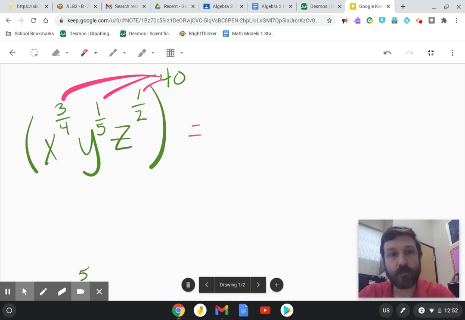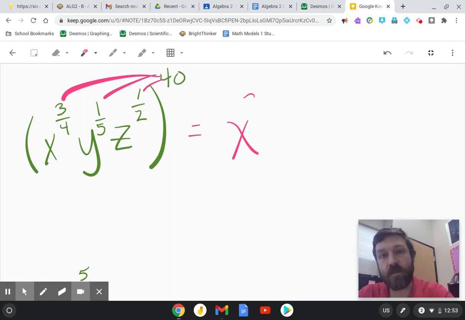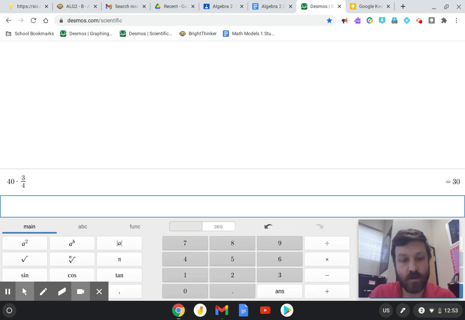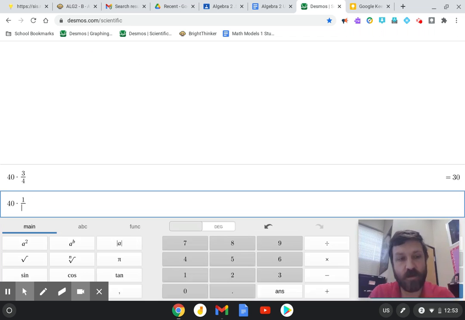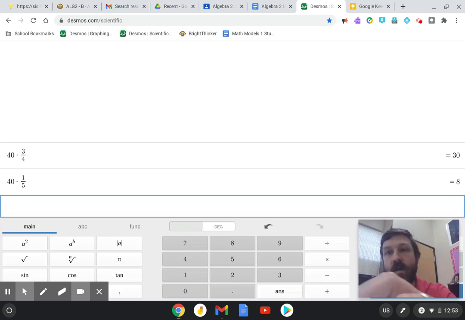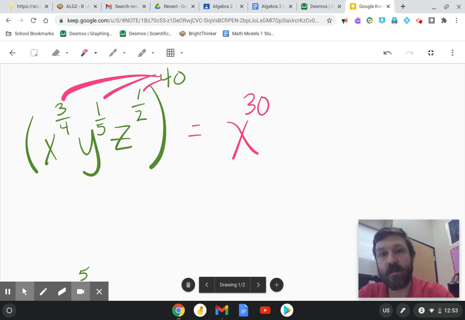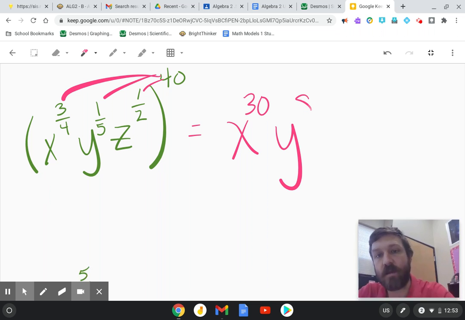So then it's going to be x to the 30th. And then 1/5 times 40, 40 times 1/5. I'm just multiplying the exponents. That's going to be 8. So that's going to be y to the 8th.